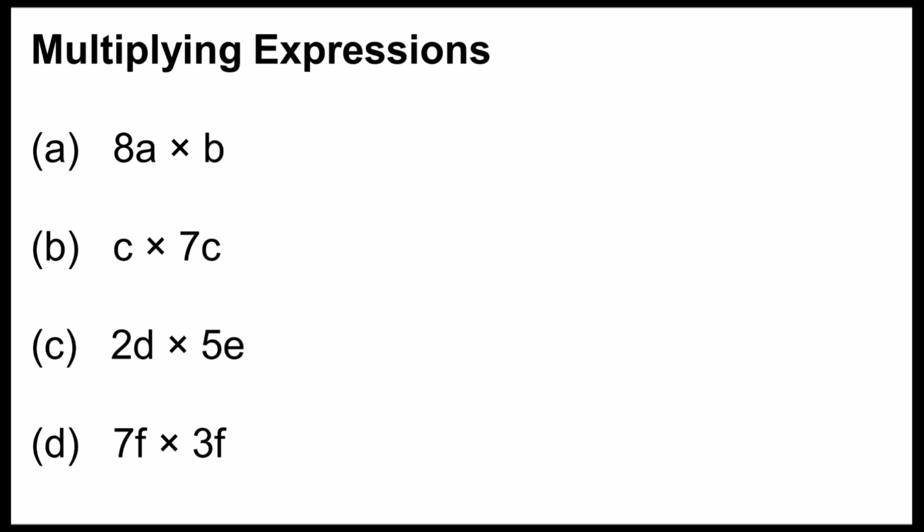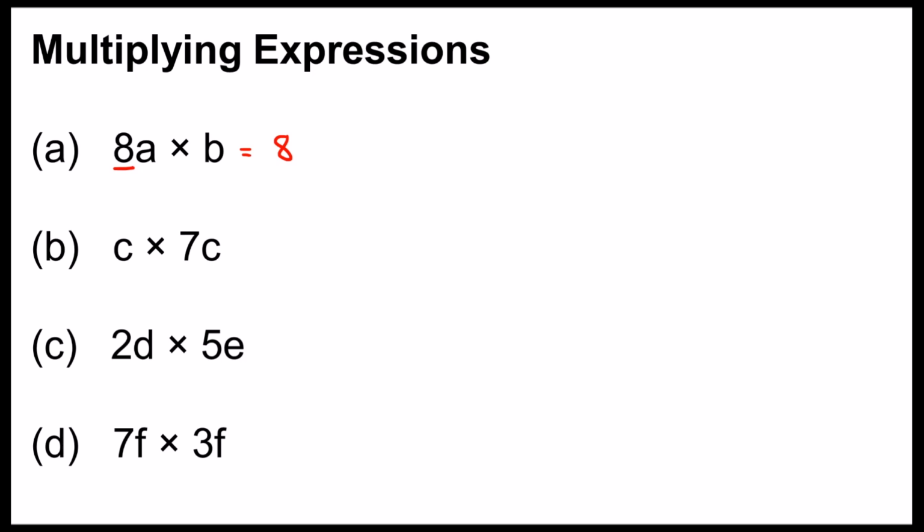In the first question, I'm asked to simplify 8a multiplied by b. To do this, I start off by looking at any numbers in my calculation. In my example, the only number is 8, so this goes at the start of my answer.